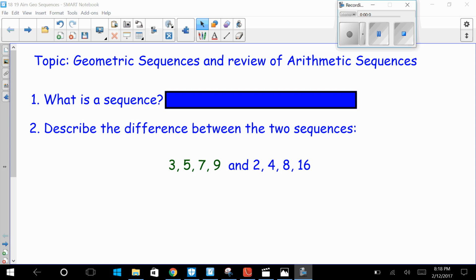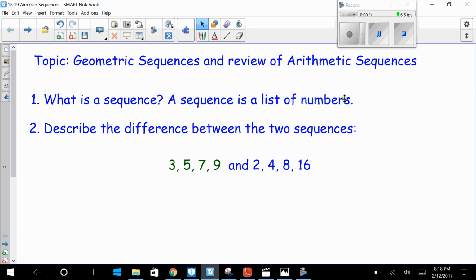We're going to talk about geometric sequences, and we'll review arithmetic sequences as well, so you can see the parallel. What is a sequence? A sequence is nothing more than a list of numbers. Describe the difference between the two sequences. Well, just take a look and stop the video and see if you can tell the difference.